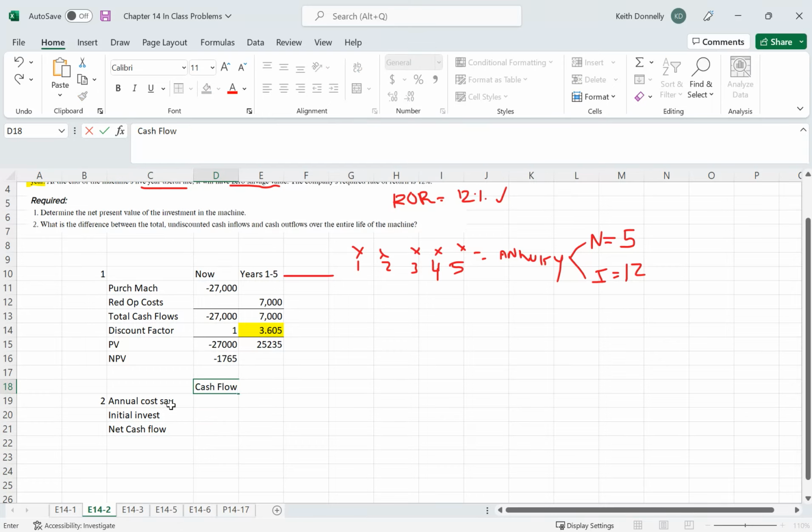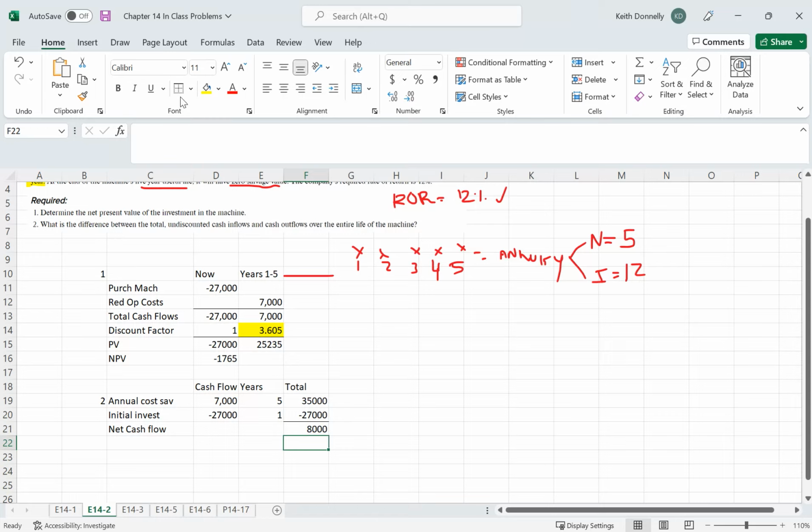So we'll put cash flow here. We know that every year we're going to save $7,000, and that's for 5 years. In total there, we're going to save $35,000. Our initial investment is 27 grand, which we do in year 1, so the total there is negative 27,000. The net cash flow between those is $8,000.